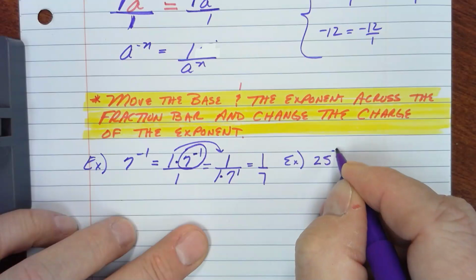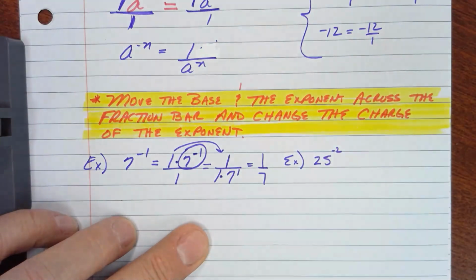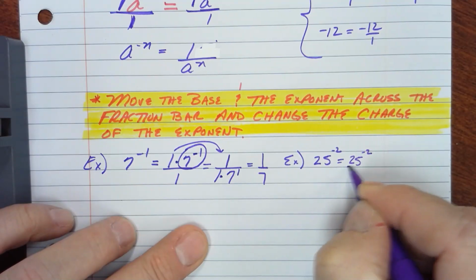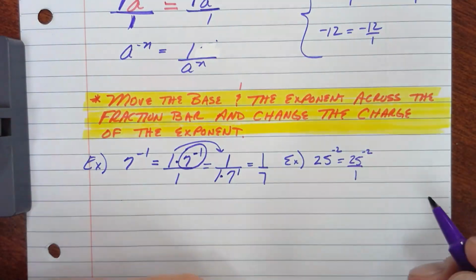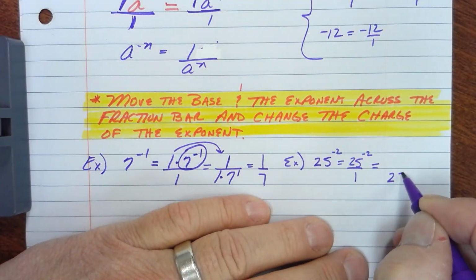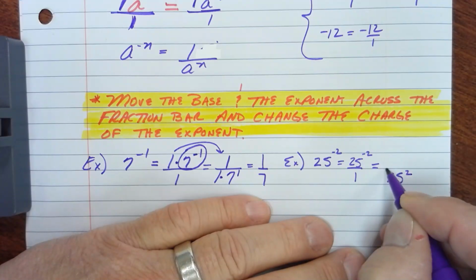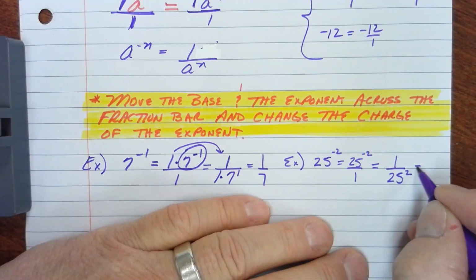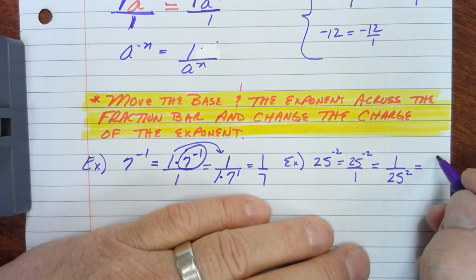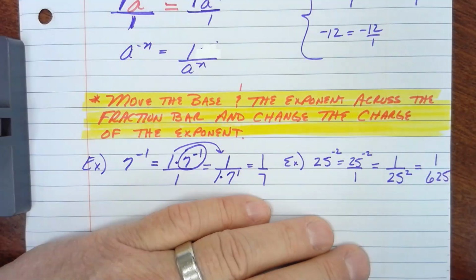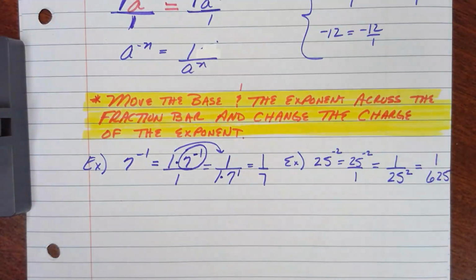25 to the negative 2 power is equal to 25 to the negative 2 power over 1. So now I got a fraction bar. I can move this 25 to the denominator and square it. 1 is in the numerator. And then I got to get out my handy dandy calculator and square 25. 25 squared is 625. Make sure your final answer is simplified.